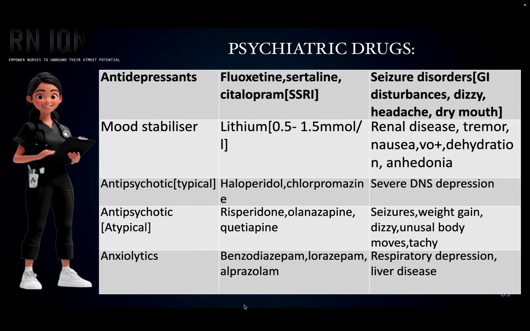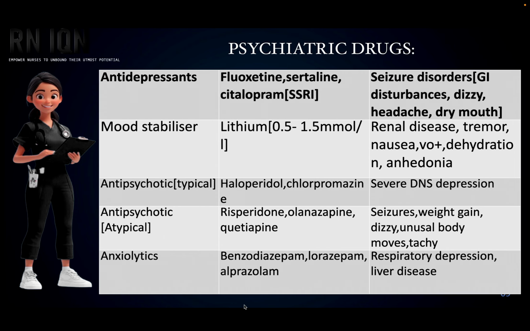Let's see a few psychiatric drugs that you should be familiar with. I will start by seeing the antidepressants. I mentioned fluoxetine, sertraline and citalopram. These are the selective serotonin reuptake inhibitors, whose side effects are they can cause seizure disorders, and citalopram may produce GI disturbance like nausea, vomiting, and along with that the patient may have dizziness, headache and dry mouth.